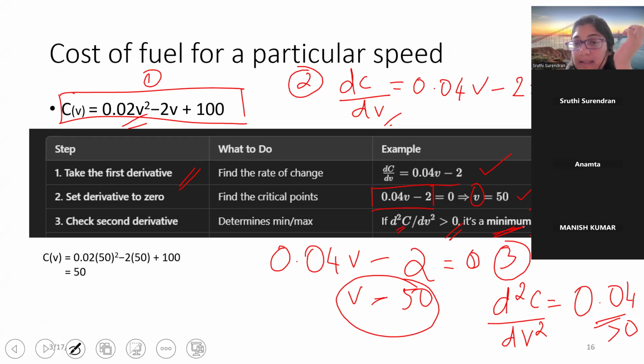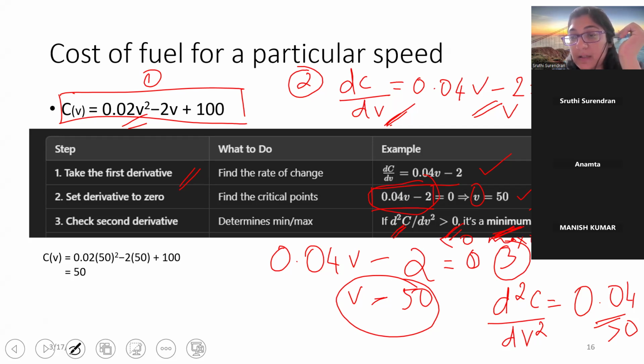That is what this optimizer is doing. First it is finding the first derivative, then it is equating it to 0. At that time you will get the value of v. That v is called the critical point. At that point, either the cost is going to be high or the cost is going to be low, but we don't know if it is a maxima or a minima. When the second derivative is found, if that value is greater than 0, then it becomes a minimum, and if it is less than 0, it becomes a maximum.